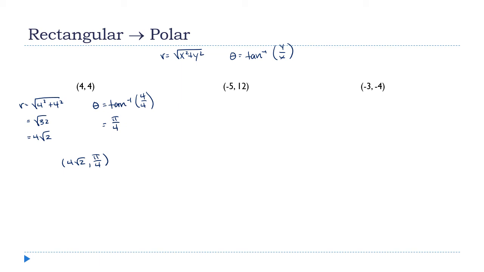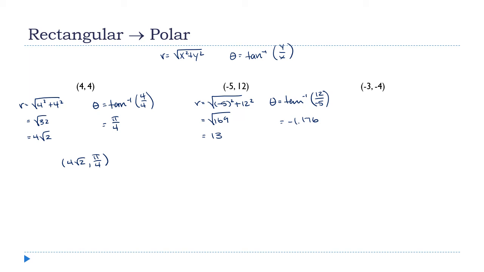Okay, so let's try the next one. I'm going to do r first. r is the square root of negative 5 squared plus 12 squared. That's the square root of 169, which is 13. Okay, so far so good. Now, theta is the inverse tangent of 12 over negative 5. And for this one, I'm going to go to my calculator. My calculator says this is negative 1.176. We're still doing radians.